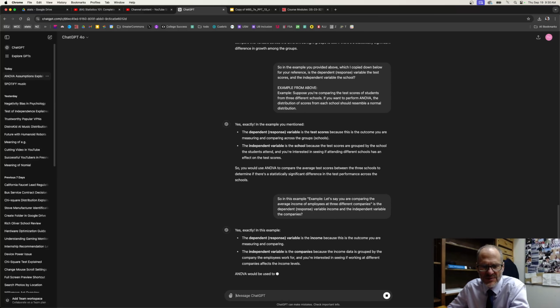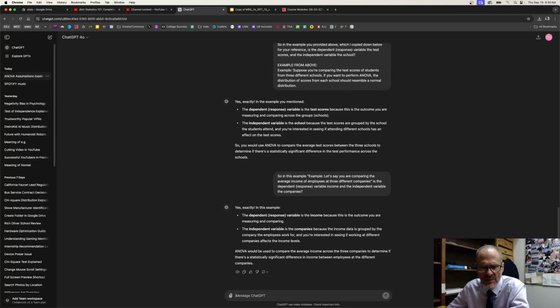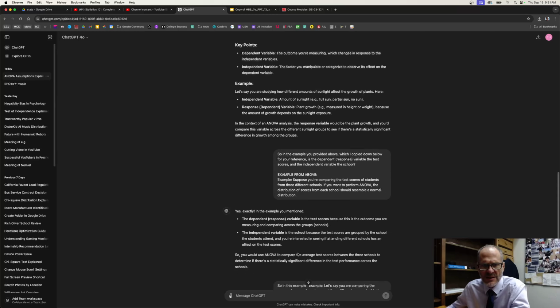The dependent response variable is the income, because this is the outcome you're measuring and comparing. And the independent variable is the companies, because the income data is grouped by the company the employees work for, and you're interested in seeing if working at different companies affects the income levels. ANOVA would be used to compare the average income across 3 companies to determine if there's a statistically significant difference in income between employees at different companies.